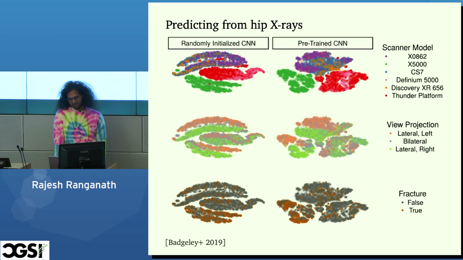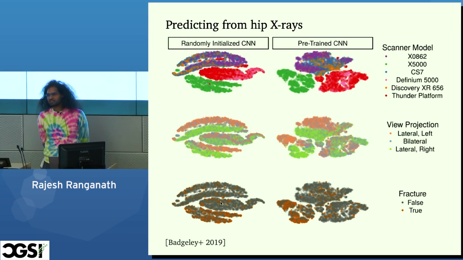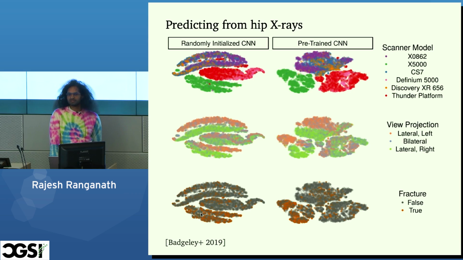And what we can see here is that a priori these representations group in terms of the machine on which the data was collected. So this green area right here is the X5000 scanner. This red area is the Thunder platform scanner. And if we go all the way to the bottom, we can see that there's a difference in where the hip fractures are. Most of the hip fractures are on the X5000 scanner.